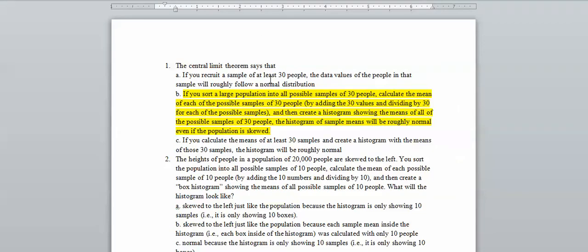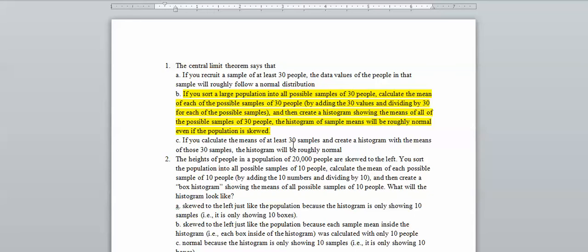Also, this is saying if you calculate the means of at least 30 samples and create a histogram with those 30 samples, it'll be roughly normal. It's not the number of samples that needs to be 30. It's the sample size that needs to be 30.